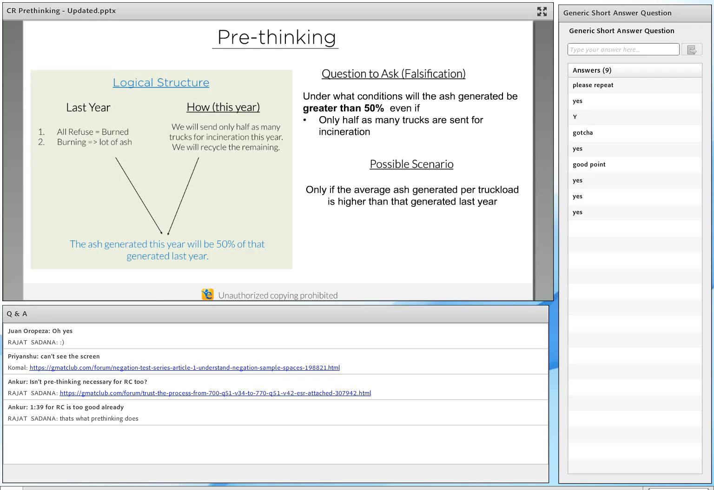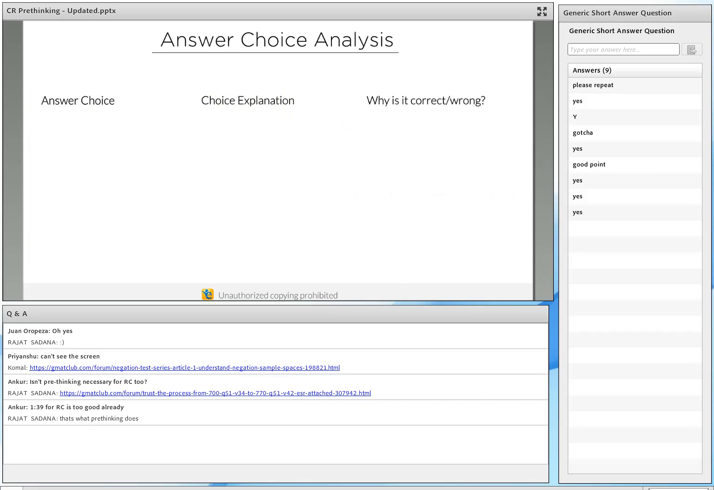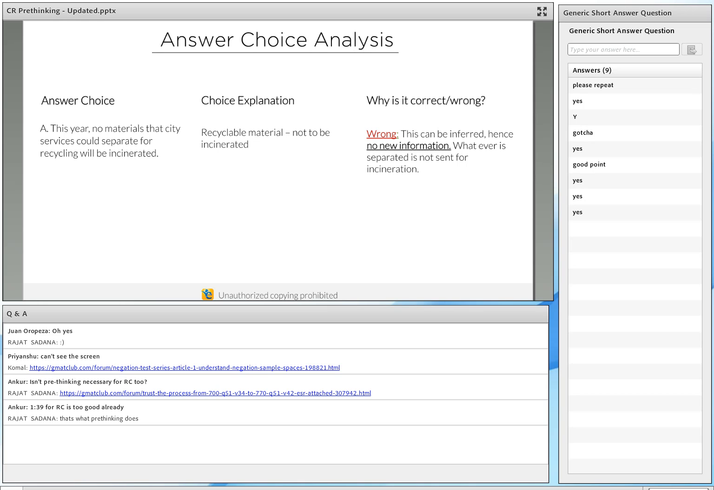The possible scenario is that the ash generated per truckload is higher than what it was last year. So my assumption is that ash per truckload is similar or lower than what it was last year. The only answer choice which attacks this is choice D. Choice A is irrelevant. Why? Because you can infer that anything that's separate for recycling was not sent for incineration.